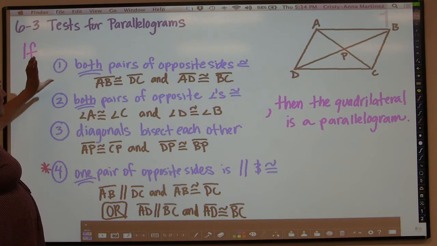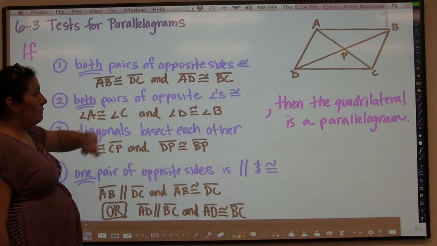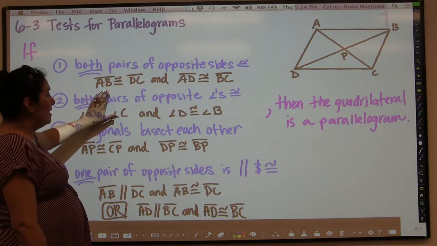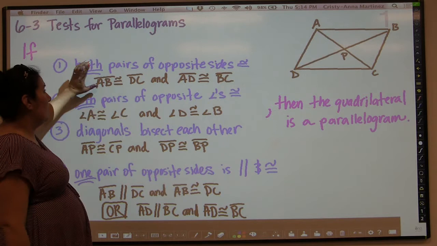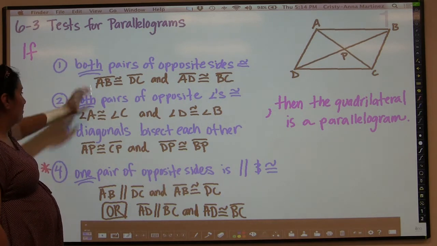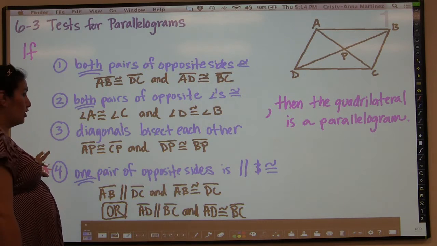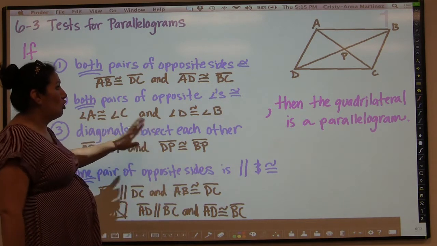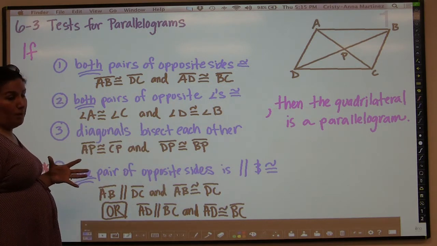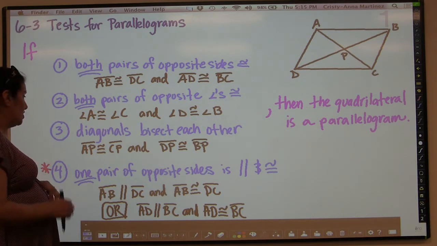Okay, so the first is if both pairs of opposite sides are congruent. So I have here a diagram of a parallelogram, and so basically if AB is congruent to DC, and in turn AD is congruent to BC, then yes, this will be a parallelogram. The second option is if both pairs of opposite angles are congruent. So if angle A is congruent to angle C, and if angle D is congruent to angle B, then again it will be a parallelogram. And these are all the converses of the ones that we had in the last section.